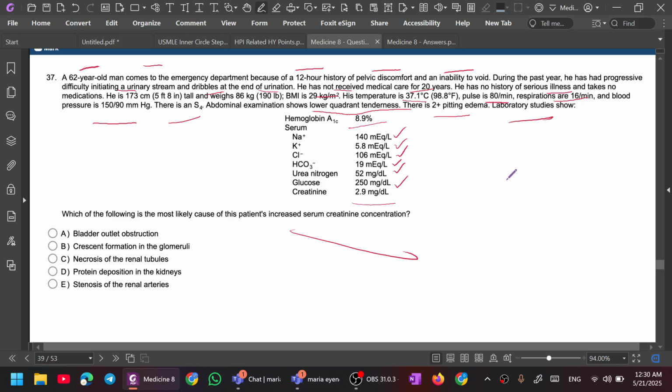BUN by creatinine. Isn't it more than 20 or 15? Let me see if it is high or low. 52 over 2.9 is 17.9. So it is less than 20. It is renal.